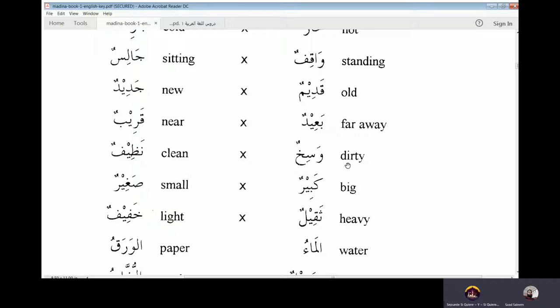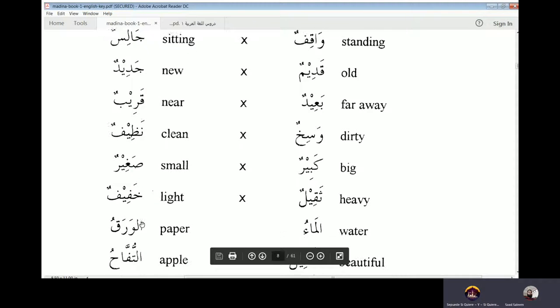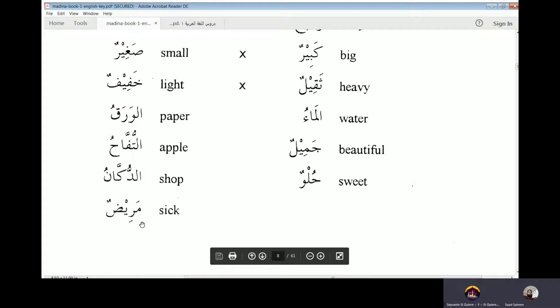Wasihun, dirty. Sagirun, small. Kabirun, big. Khafifun, light. Thaqilun, heavy.